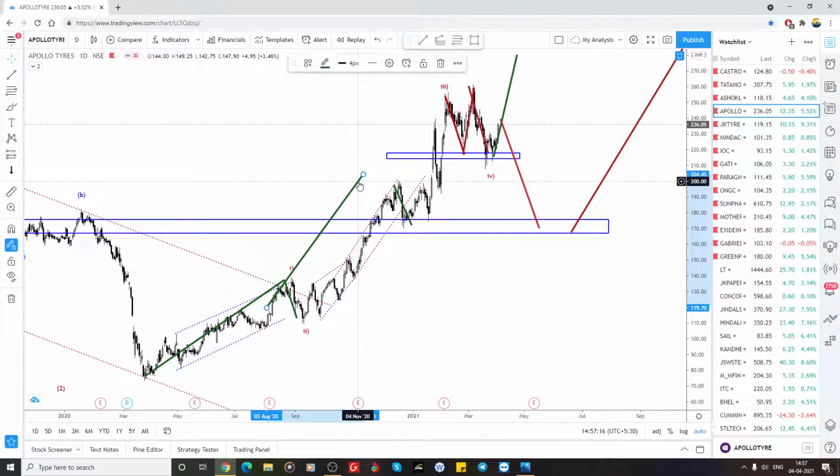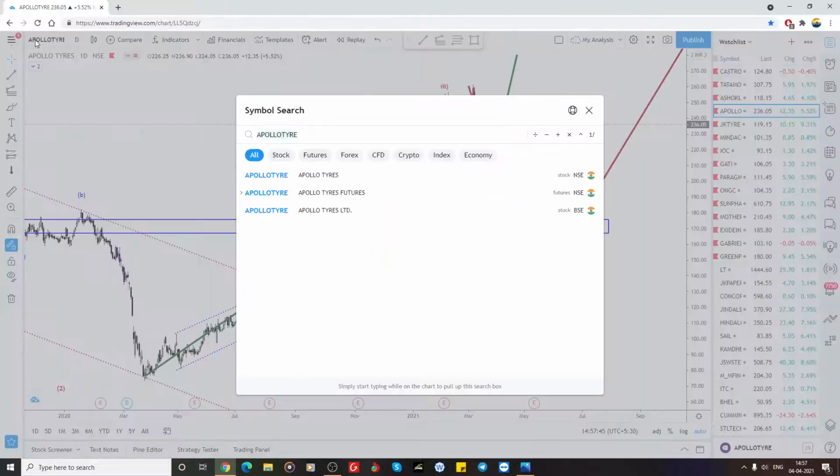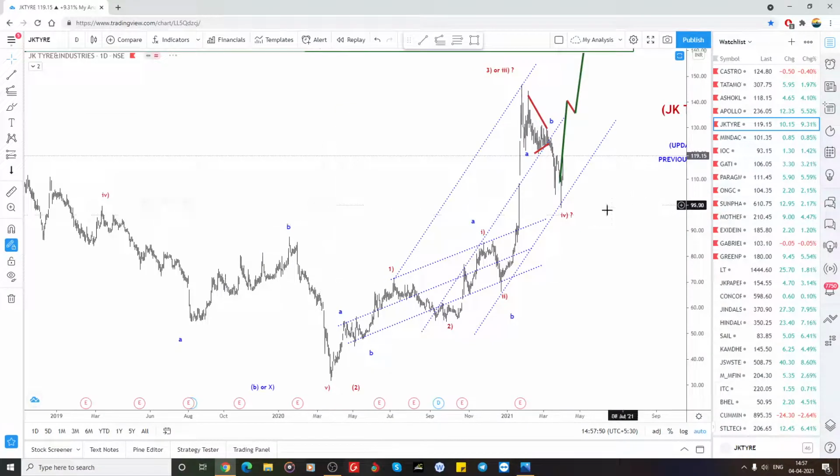So let's see some Fibonacci expansion here. The third wave, yes, the fifth wave is also bigger than the third wave. So here it looks like an expanding diagonal formation. Also, we can consider one bigger: the third wave is bigger than the first, and the fifth wave is also bigger than the third. So that is valid for that pattern also. So let's see how it moves. Then JK Tyre, that is also in the same bigger fourth wave.